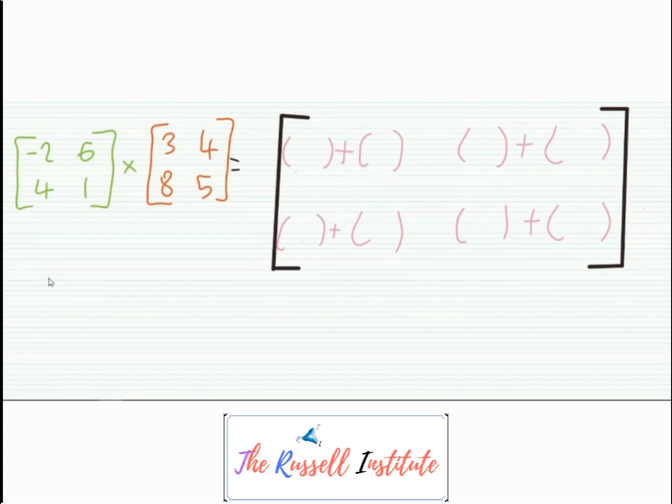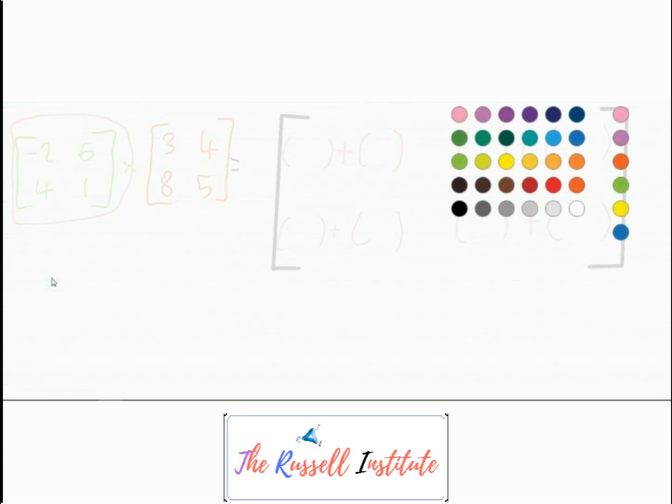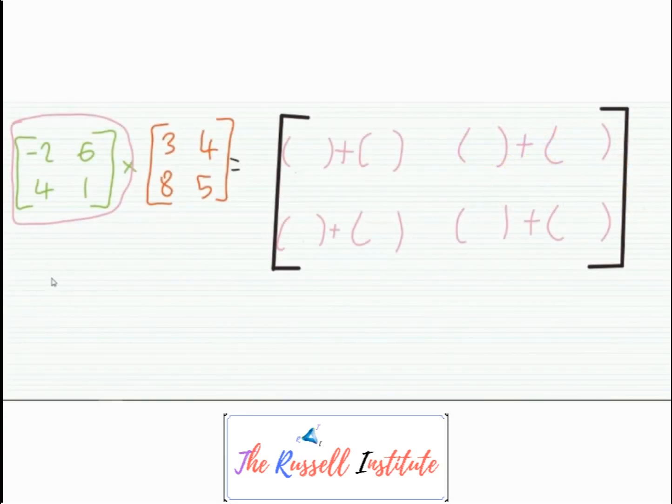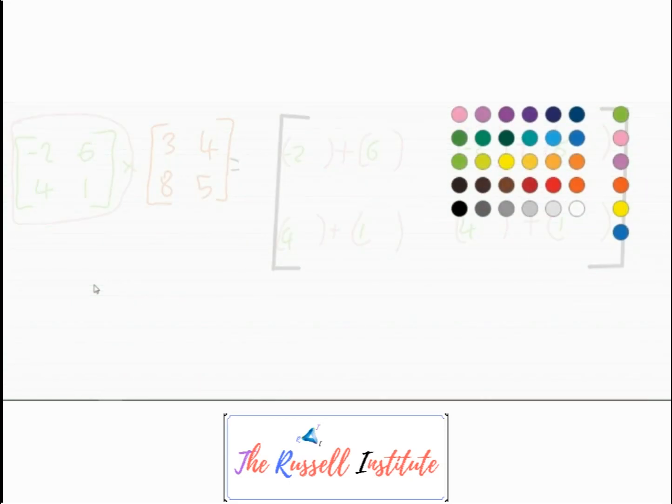Now remember that the first matrix is going to be the first number in each bracket. I'm going to have -2, 6, 4, 1. So it should look exactly like that matrix. I'm going to do it again, repeat, -2, 6, 4, 1. Perfect. Then now let's switch to the red.